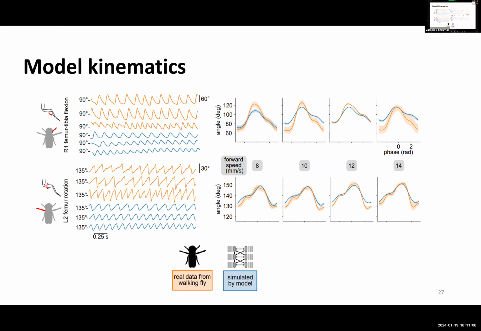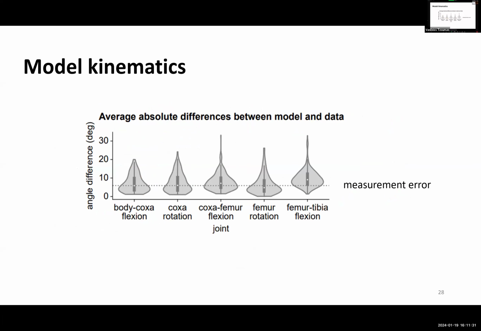And then to provide a better quantitative comparison, we plotted the angle of the joint against the phase of walking, whether you're in down stance or up stance, and you can see that there's a decent match. We did this type of comparison for all six legs and all 30 joints, and then we just subtracted them. The average difference is not too bad. The average difference for all the joints across all the legs is about 5 to 6 degrees, which is on the same order as the measurement error denoted in the dotted line.